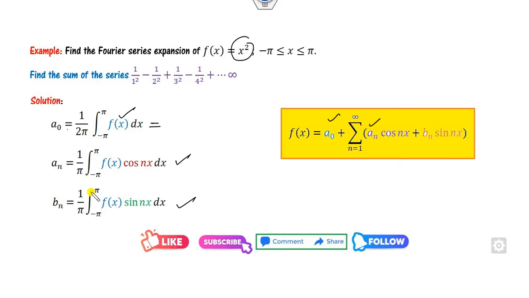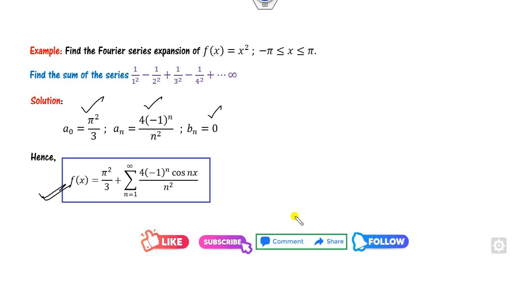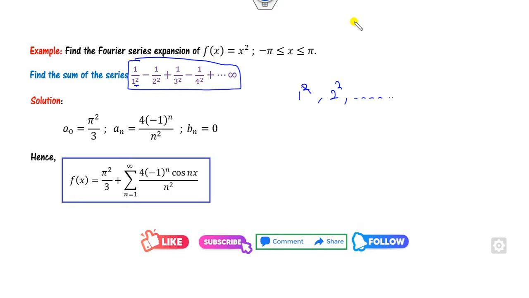Now remember, throughout this lecture I am using a0, and a0 is 1 over 2 pi. Now the most important concept: your target is to find this number. Listen very carefully about how you can solve that. Always look at the denominator. The denominator is 1 square, 2 square, 3 square and so on. So the form is n square.